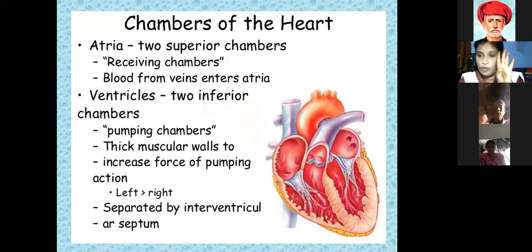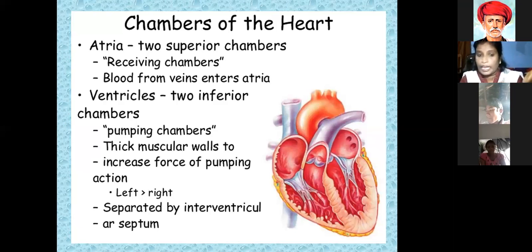First, I will explain the four chambers. The four chambers of our heart are two ventricles and two auricles. The atria are called auricles. The auricles are the two superior chambers, also called the blood receiving chambers. Blood receiving chambers are called the auricles or atria.